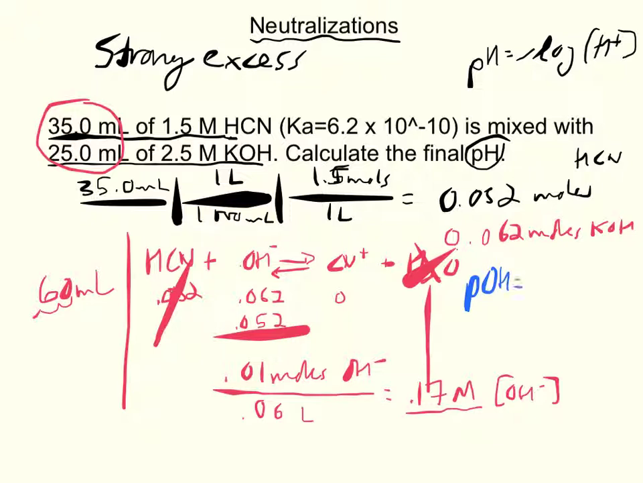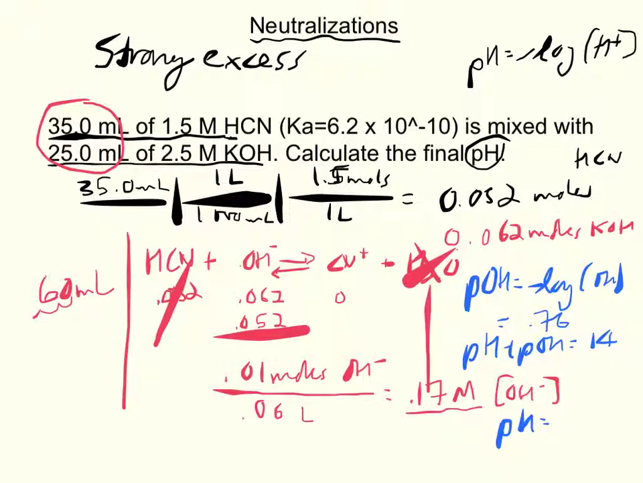Well, you know pOH is negative log of OH. So if you do negative log of 0.17, you'll get 0.76. And then we know that pH plus pOH is equal to 14. So the pH is going to be 14 minus 0.76, which will give you 13.24.